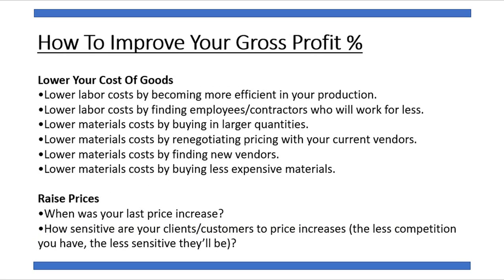So how can you improve your gross profit margin? Ideally, we want these margins to be as high as possible, and there are two ways to impact this. One is to lower the cost of goods, so I have some suggestions here for how you can do that. And the second is to raise prices, and I have some information about that here too. But watch what happens when you do one or both of these things.